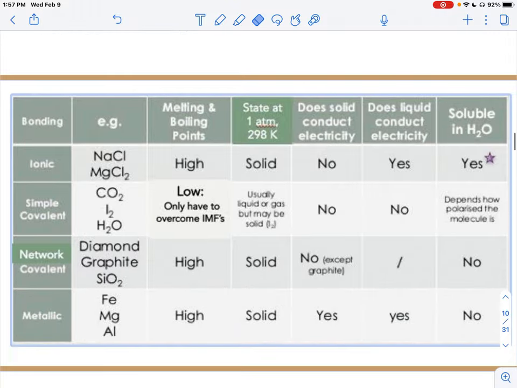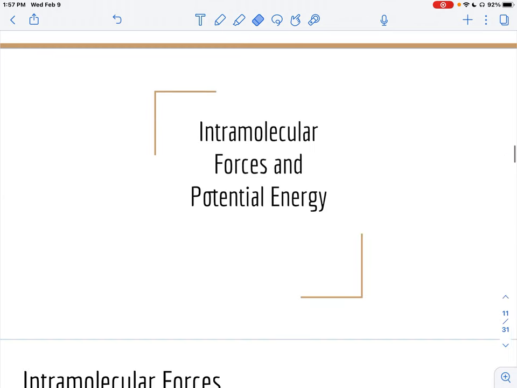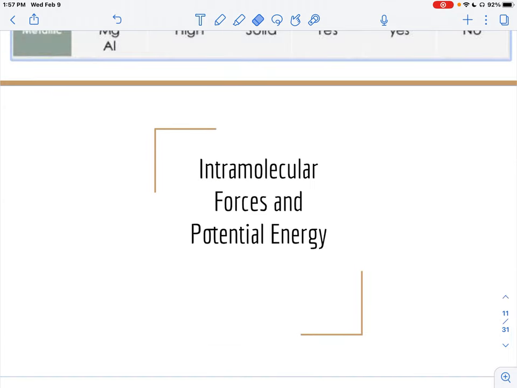Here's just a little chart that summarizes everything we were talking about: whether it conducts electricity, different examples, melting points and boiling points. You have this in your notes, so I don't think I need to go through it again. Now we're getting into our intramolecular forces and potential energy.